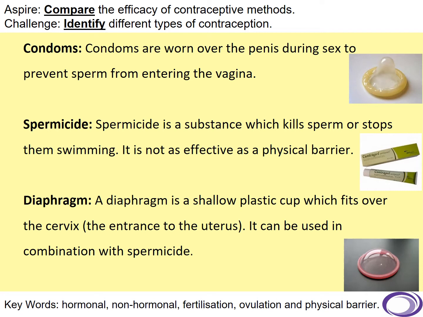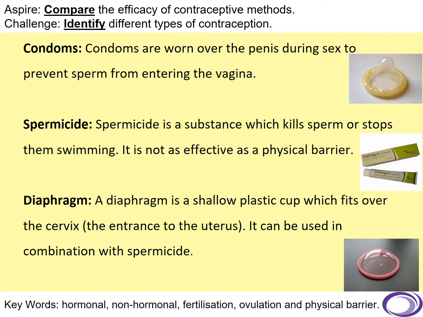They are simple to use. They're only used during sex, so there's no side effects to using condoms. But unfortunately, they are not 100% reliable. They can split or burst, or they could leak when they're being removed at the end of it. So they're not the most reliable form of contraception.